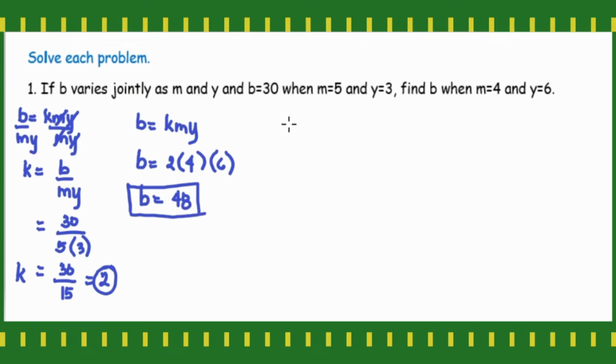Now, let's have an alternate solution. We can use the proportion. It says B varies jointly as M and Y. So you will have B sub 1 over M sub 1 and Y sub 1. So the M and Y are partners, or beside each other. It's equal to B sub 2 over M sub 2, Y sub 2.